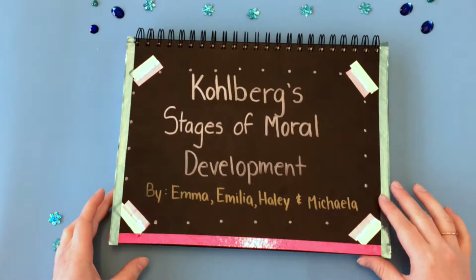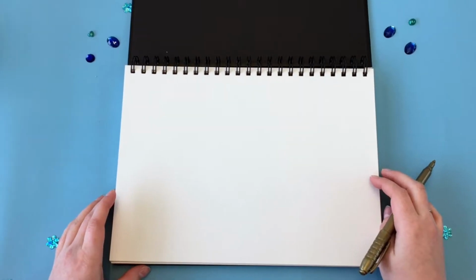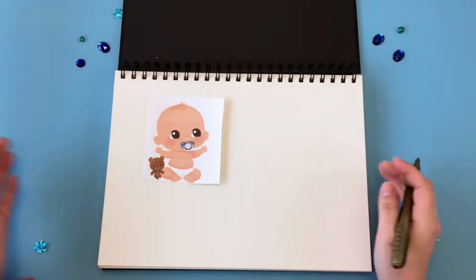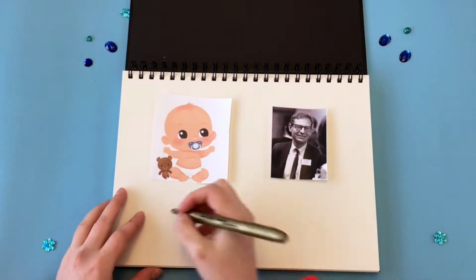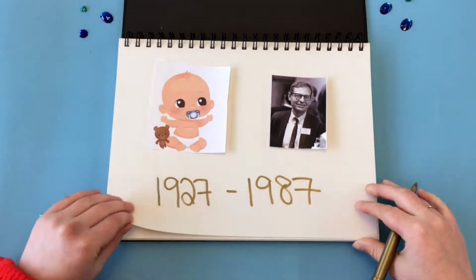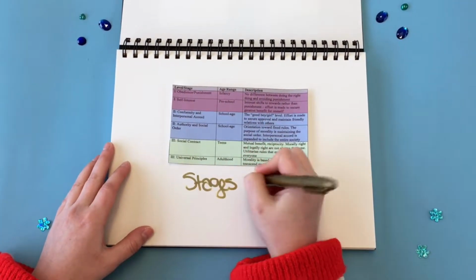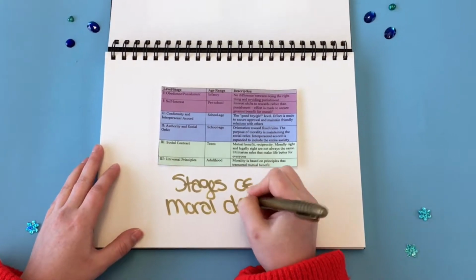In today's video, we will be going over Kohlberg's theory, Stages of Moral Development. Kohlberg was an American psychologist born on October 25th in 1927 in the Bronx of New York and committed suicide at the age of 59 in January of 1987. Kohlberg was best known for his theory that is the focus of this video, the stages of moral development.